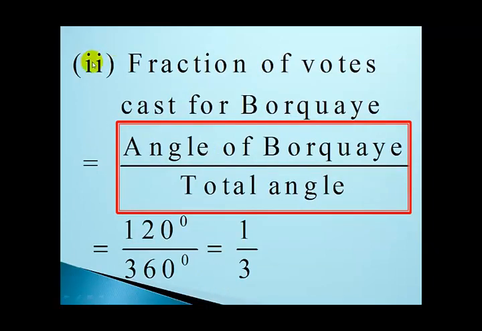Or alternatively, the fraction of votes cast for Bokwi is also equal to the angle of Bokwi divided by the total angle. Now the angle of sector for Bokwi is 120 degrees, and the angle of the circle, that's the total angle, is equal to 360 degrees. So we can divide 120 degrees by 360 degrees, and this is also equal to 1 over 3. So you have the same answer. This is the alternative approach.